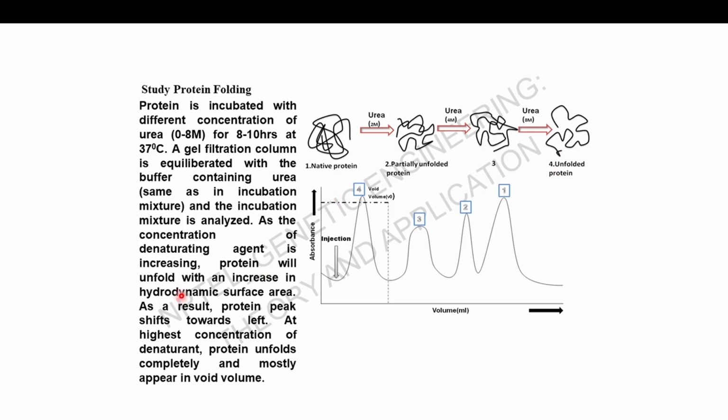Having a larger hydrodynamic surface area, at the highest concentration of the denaturant the protein will completely unfold and mostly elute in the void volume, because it won't be able to enter the pores. But the very well folded native protein will elute at the end, as compared to the other three stages.